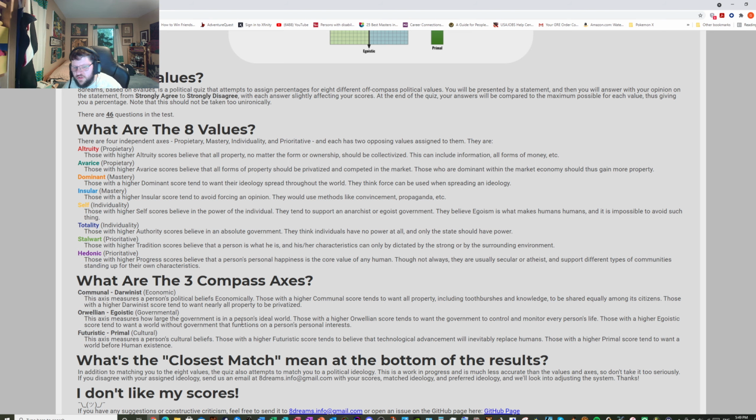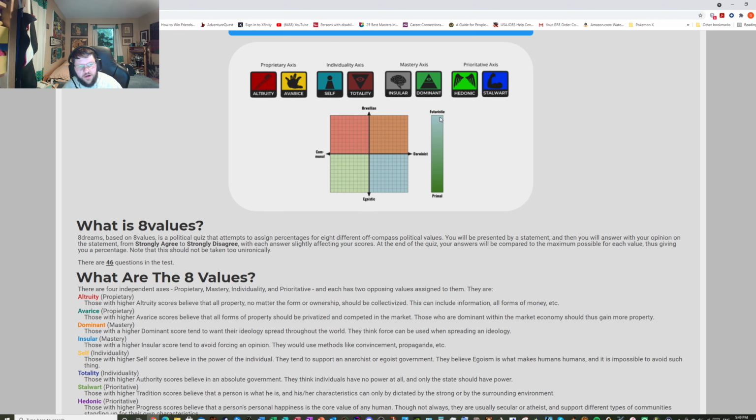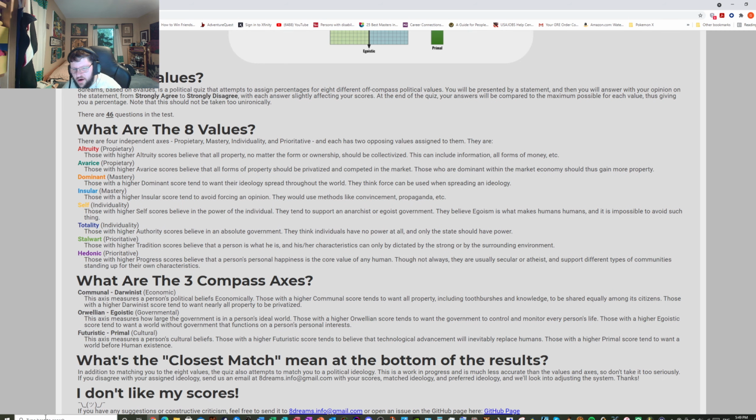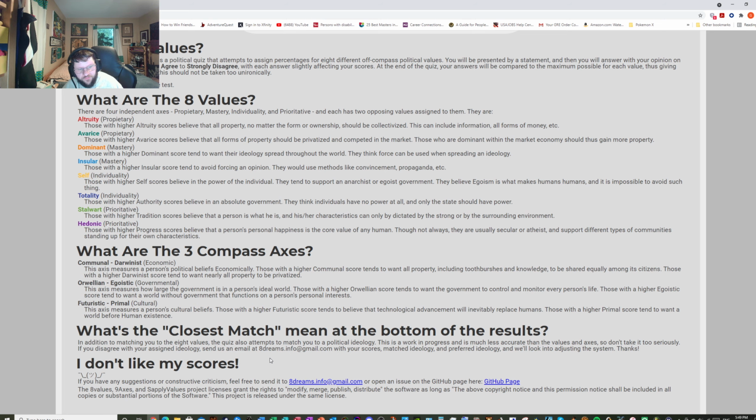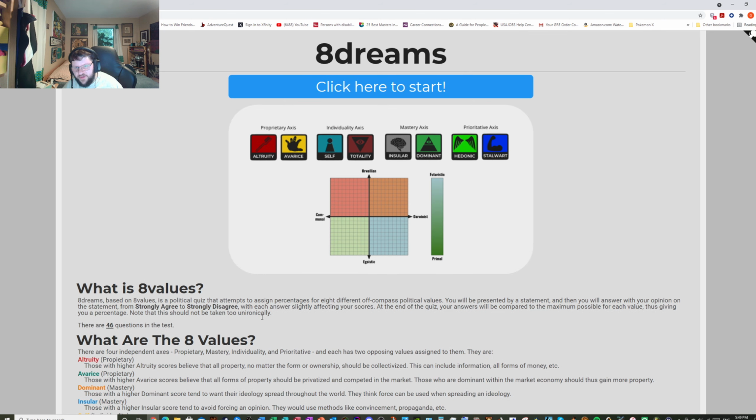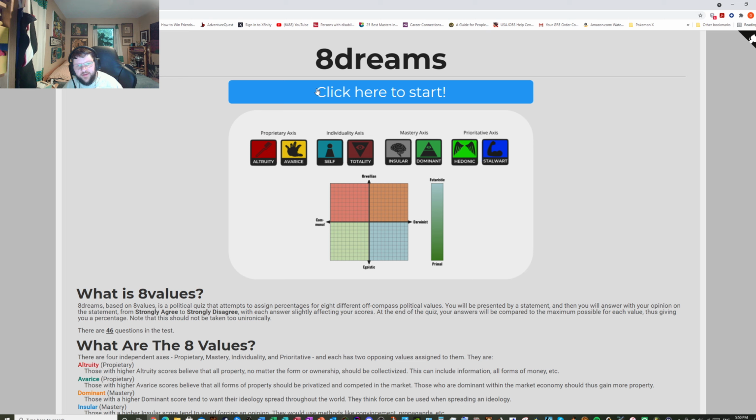Then we get to futuristic versus primal. That's this little slidey deal to the side here. This axis measures a person's cultural beliefs. Those with higher futuristic scores tend to believe that technological advancement will inevitably replace humans. Those with higher primal scores tend to want a world before human existence. Okay, that's a mouthful. And there's the closest match, the same thing as the 8 values.